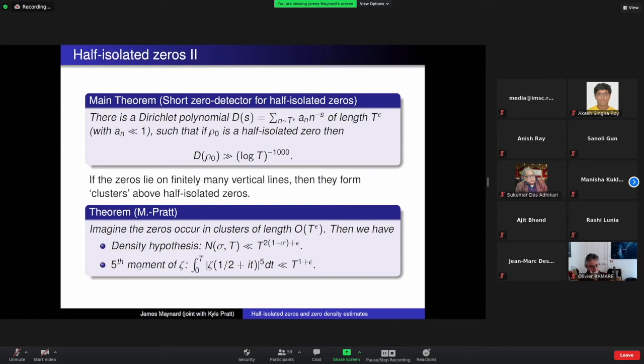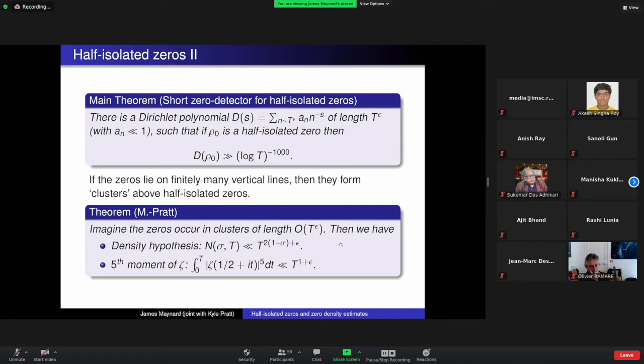So at the moment we know how to bound the first four moments, but we don't even know how to bound the 4 plus delta moment for any small delta, whereas we get the fifth moment if you assume that zeros lie on finitely many vertical lines, and then these clusters are all small. So quite a strong assumption, but strong and nice consequences if you make this strong assumption.